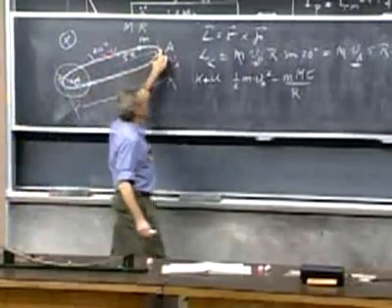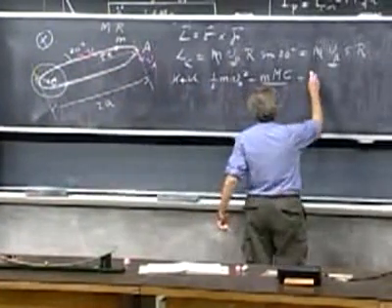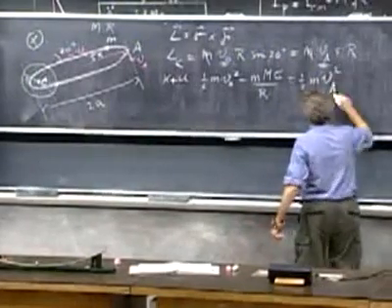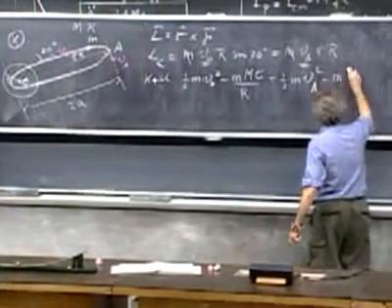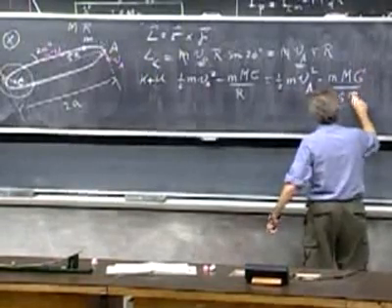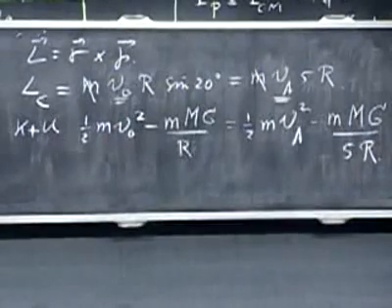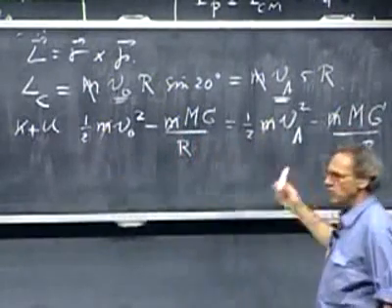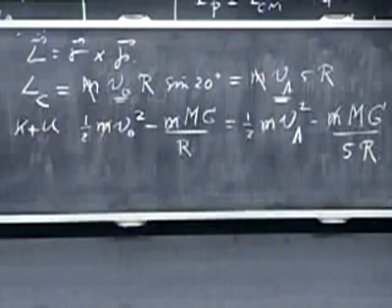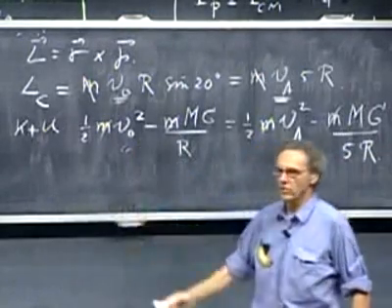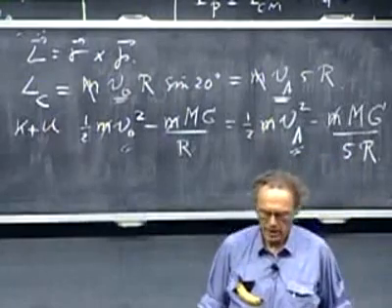The total energy here could not have changed, must therefore be 1/2 m vA squared minus m M G, but now the distance equals 5r. Apart from the fact that I lose my little m, notice I have a second equation. I didn't add any unknowns, so I have 2 equations with 2 unknowns, v0 and v of A. And you can solve for that.